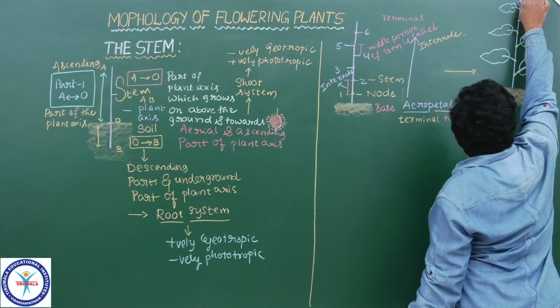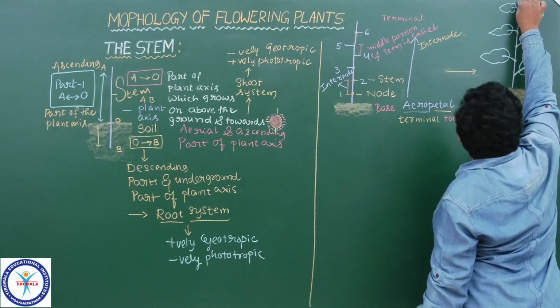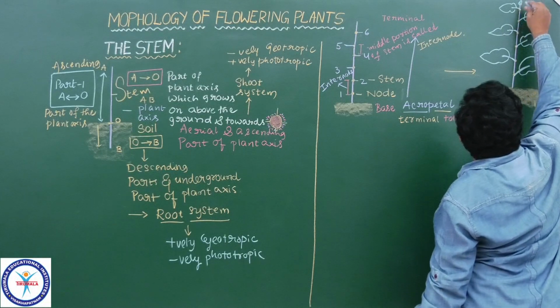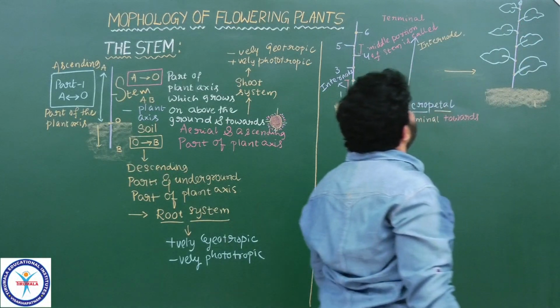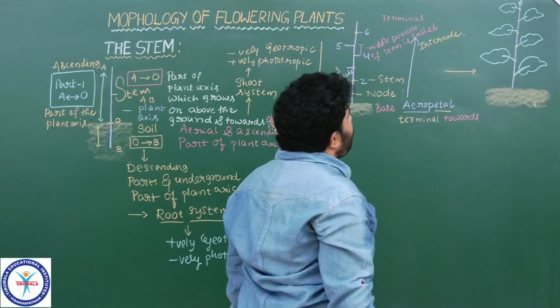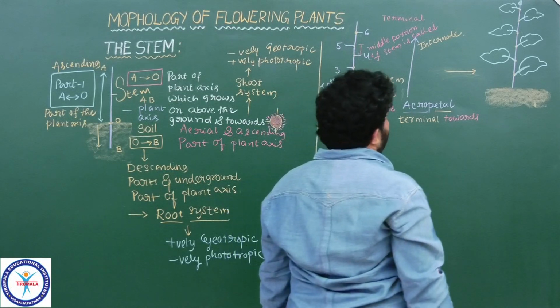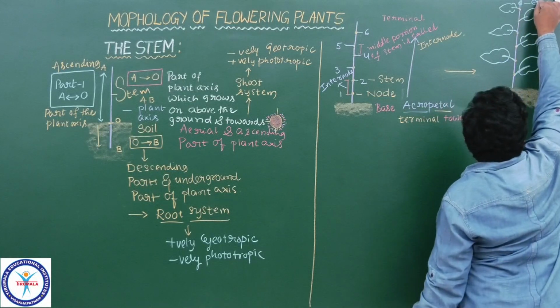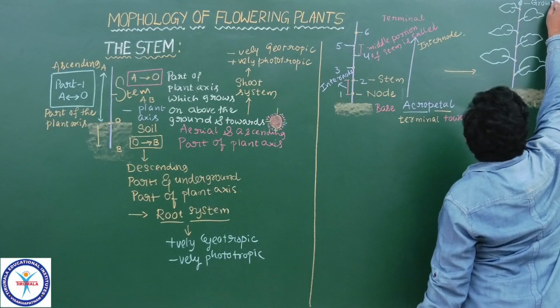Here we expect a small bud-like structure which continuously produces a large number of cells that keep developing into an adult plant or a tree. So this is the growing point. This is the growth point.